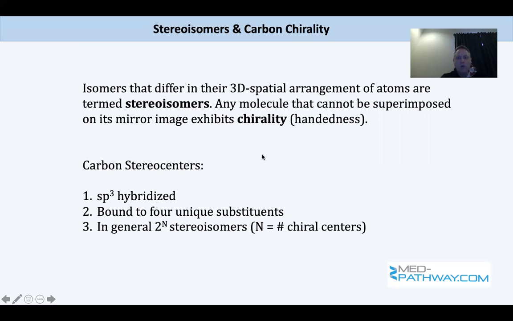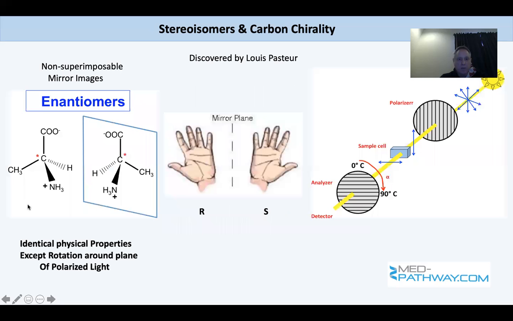Well, chiral in Greek means handedness. So these molecules have like a left hand and a right hand, and carbon stereocenters have to be sp3 hybridized. So it's a carbon bound to 4 unique substituents, and in general, there's a rule that if you have n chiral centers, you'll have 2 to the n stereoisomers, but we'll see an exception to that in a moment.